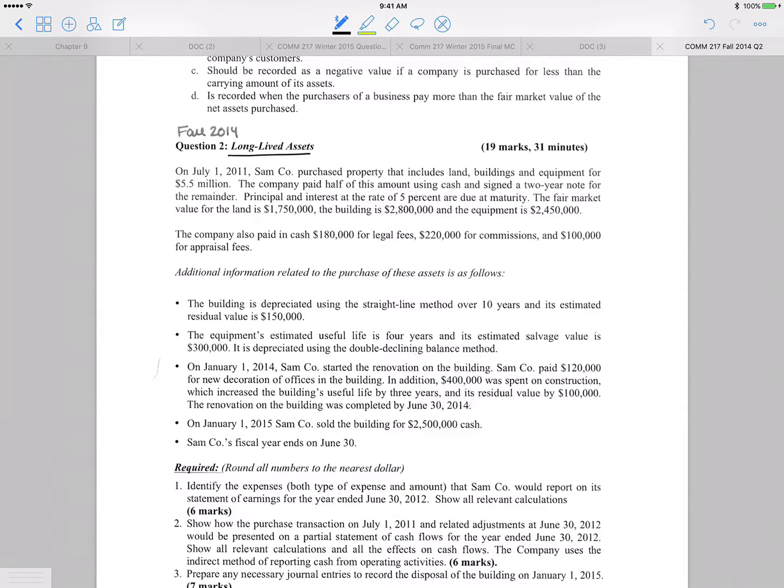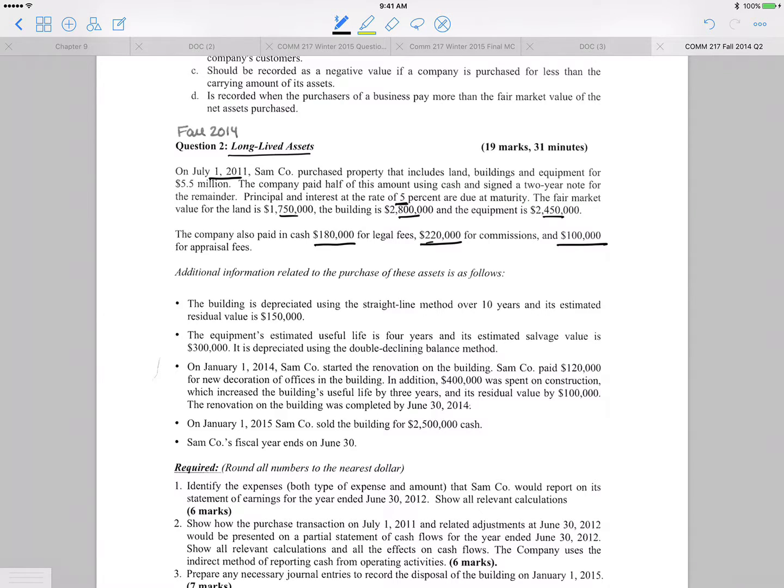So let's take a look at what's going on in COMM Company. So on July 2011, they purchased some assets, land, building, and equipment for $5.5 million. And they paid half in cash and the other half with a 2-year note. There's 5% interest on the note, and both are due at maturity. Fair market value for the land, building, and equipment is given here. And the company also paid $180,000 in legal fees, $220,000, and $100,000 for appraisal fees.